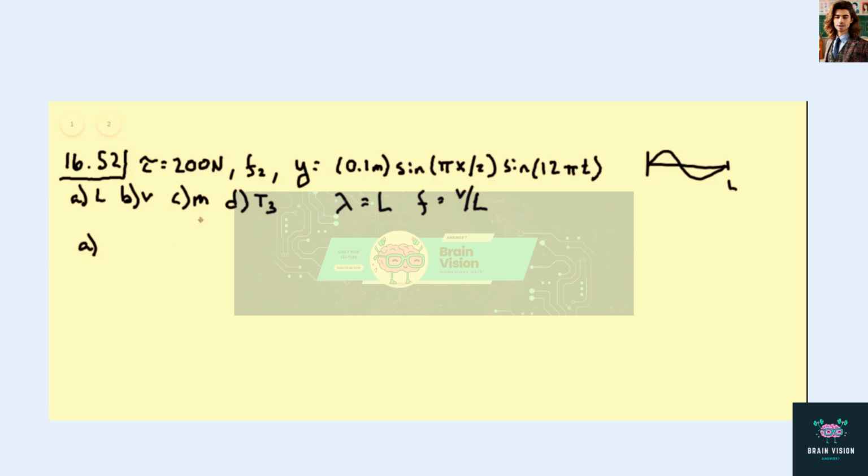So here we can see that the wave number is pi over 2 radians per meter. We know the wave number is also equal to 2 pi divided by the wavelength. And we know that the wavelength is the length of the rope. So then just rearranging this for L, we find that the length of the rope is 4 meters.